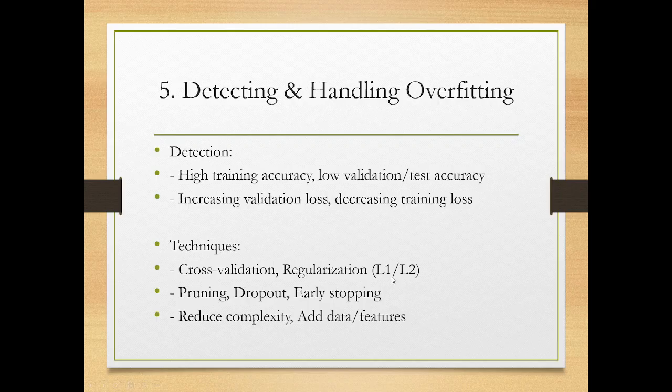Then regularization, L1 and L2, can also be done. Tree pruning can also help me. Dropout means certain features get dropped out. Early stopping: if there is not a lot of improvement happening over iterations, then training can be stopped. And then we reduce the complexity, so that the trees do not search for every nook and corner of information. Adding more data and features can also help. So these are the various ways in which overfitting can be handled.